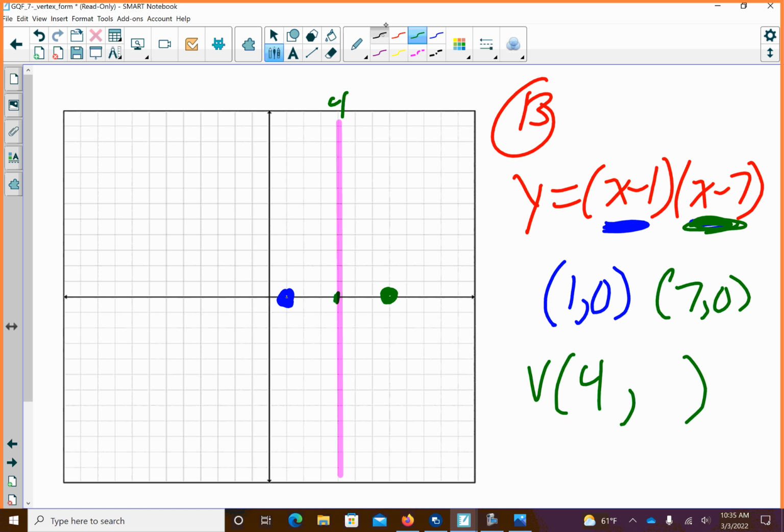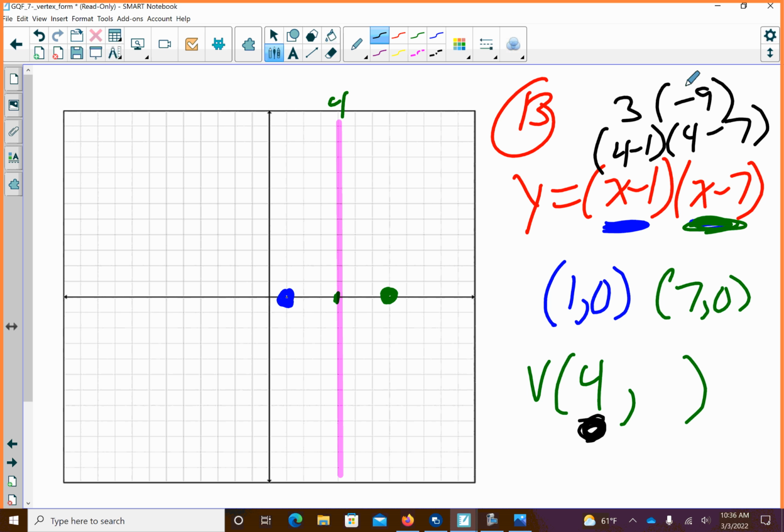What should I do to get the value? Plug it in. So I'm going to get 4 minus 1 and 4 minus 7, excuse me. So that's 3. 4 minus, that's negative 9. Or that's, sorry, that's negative 3. If I multiply them together, I get negative 9. So 4, negative 9. 1, 2, 3, 4, 6, 7, 8, 9. There is plenty of data to graph that now. We good?